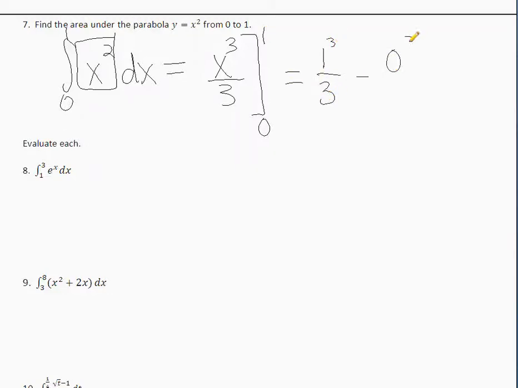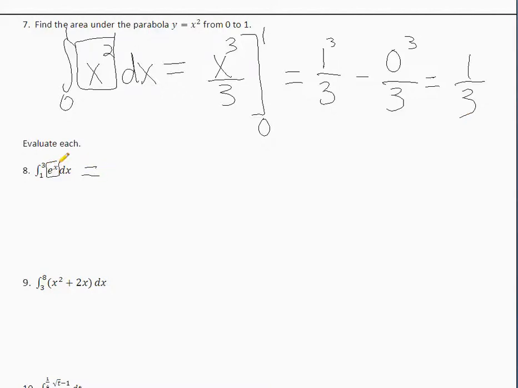Minus, plug 0 in. And that's the actual area under the curve. So I would have 1/3 minus 0, which is 1/3. That actually gives me the area under the curve. We'll talk about why. I'm just showing you how to do it right now. Okay, next one. What's the integral of e to the x?